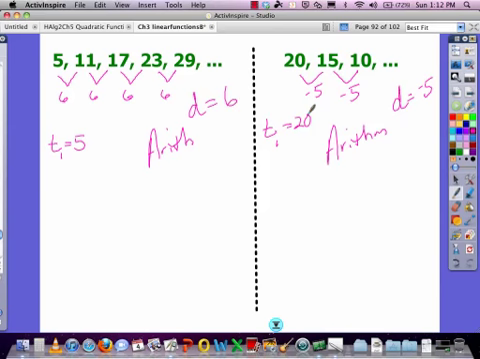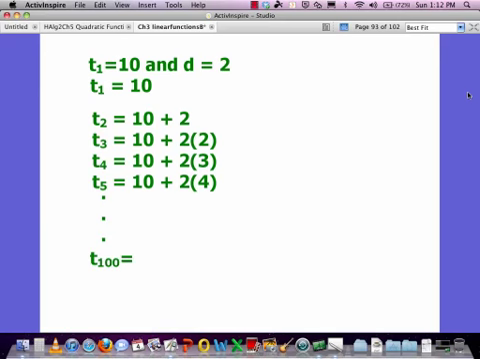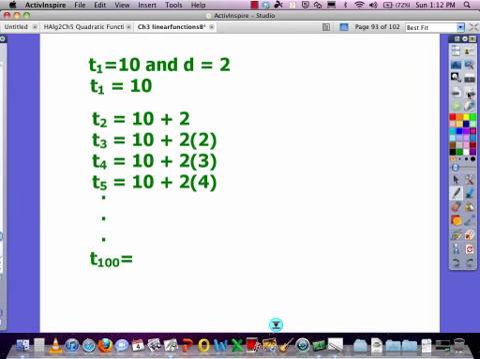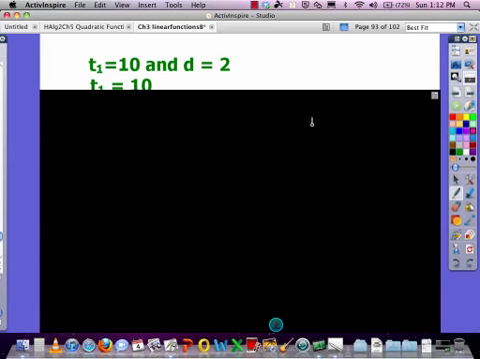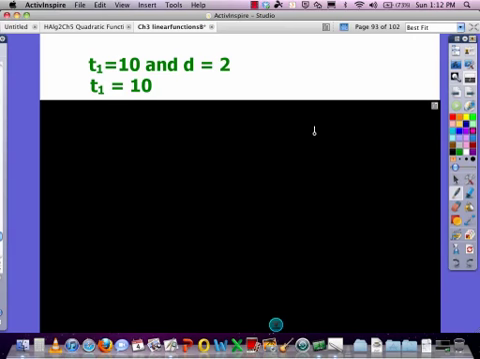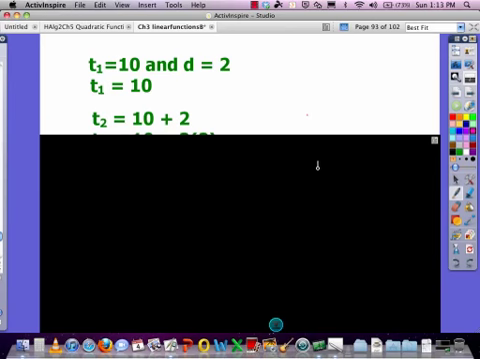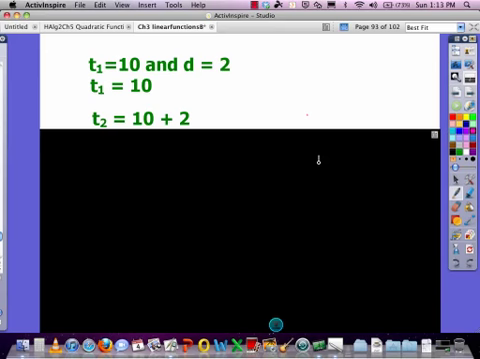All right, next slide. Now, there is a pattern as we go through. So on this one, we're going to say our first term is 10. Our constant difference is a 2. So we would start with a T1, or first term, of 10. We know our second term would basically be 10, the first term, plus that constant difference. Now we know that comes out to be 12. And we keep going.